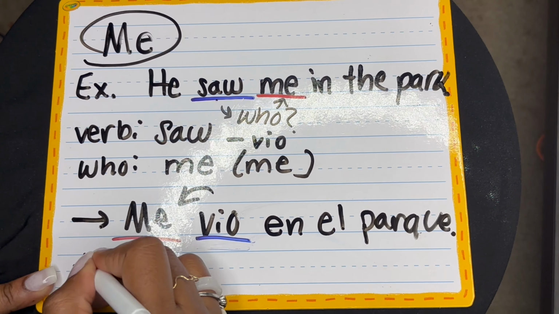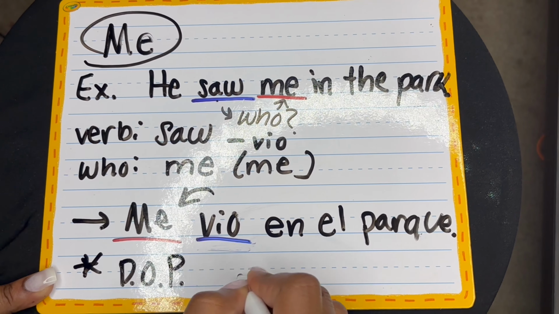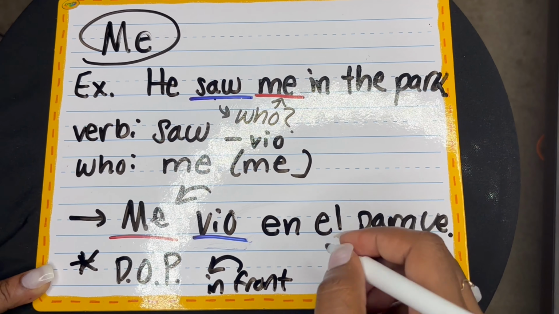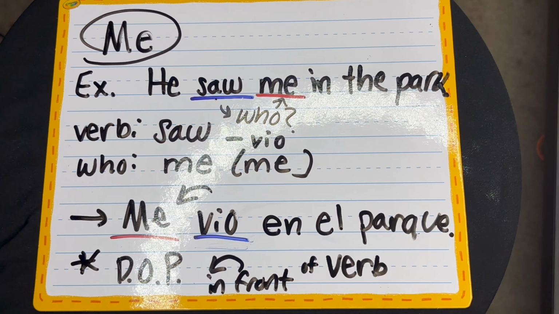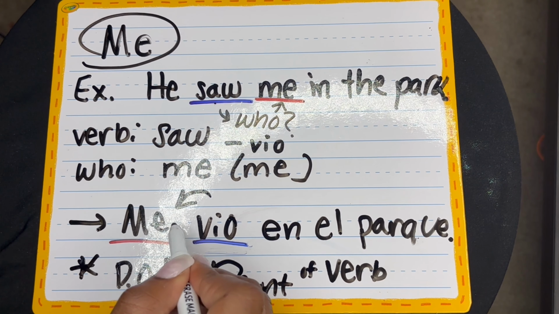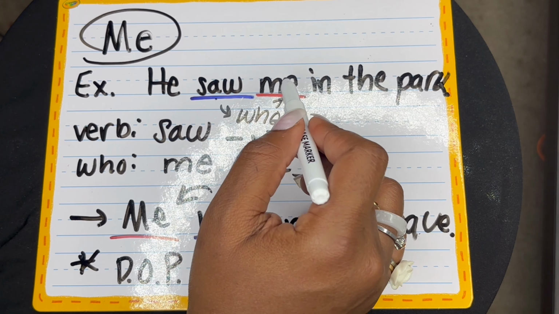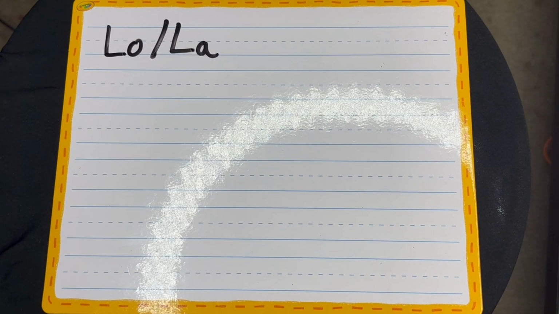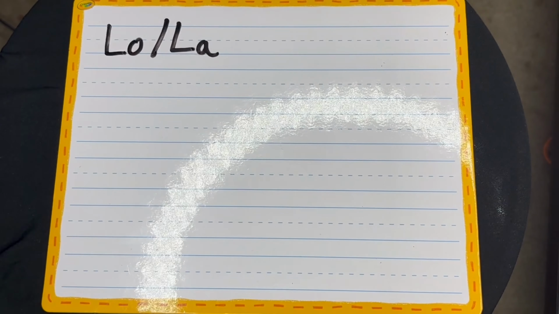Now, always remember this, that your direct object pronoun is going to go in front of the verb, okay? It's going to go in front of your verb, okay? So, for example, right here, me vio. He saw me. In English, me is after saw. Pero en español tenemos me vio. Es el opuesto.